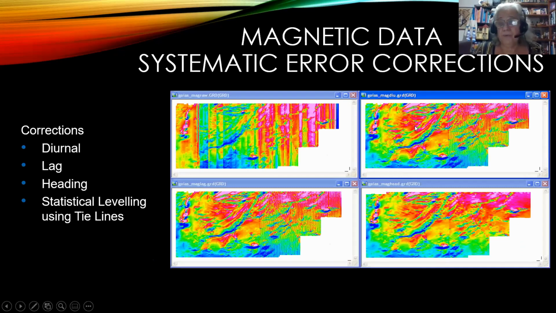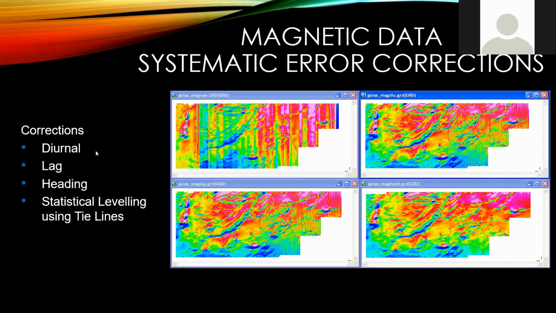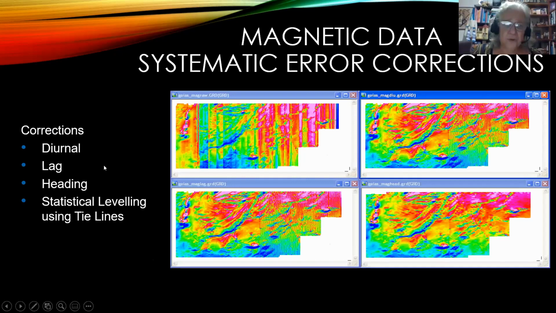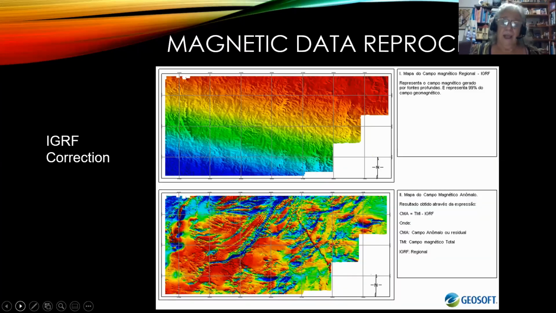then you do the magnetic data systematic error corrections. You do the diurnal corrections, you do the lag. So here is how it becomes better and better: lag correction, heading, and then you do the statistical leveling using the tie lines. The next step is the IGRF correction.